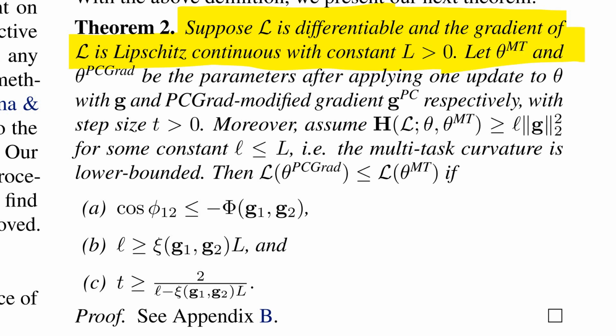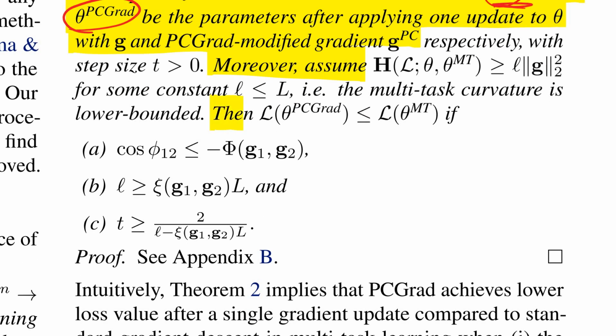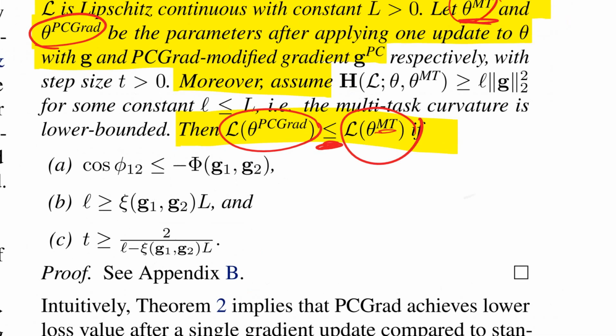Let theta MT, sorry, not the gradient, the parameters, theta MT and theta PCGrad be the parameters after applying one update to theta with G and with PCGrad-modified G. So MT would be the original algorithm without their method, and this here would be with their method. Moreover, assume a bunch of things, which we'll go into soon. Then the loss of theta PCGrad is smaller or equal than the loss of theta MT, of the original. So what does it mean?